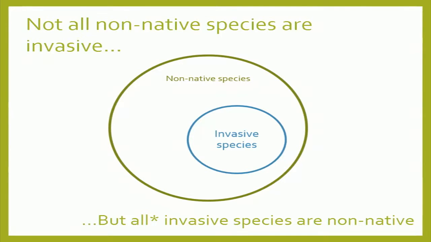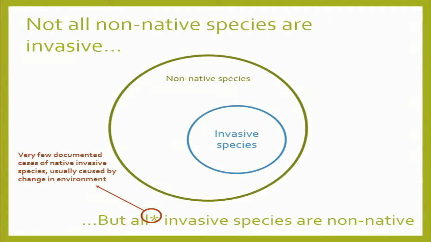Sometimes differentiating between non-native and invasive species can be difficult, but a diagram can make it easy. The larger green circle represents non-native species, and the smaller blue circle represents invasive species. Notice that there is space where the circles don't overlap. That space represents species that are non-native but not invasive. The invasive species circle is totally enclosed in the non-native species circle, meaning that all invasive species are non-native. A simple way of stating this is that not all non-native species are invasive, but all invasive species are non-native.